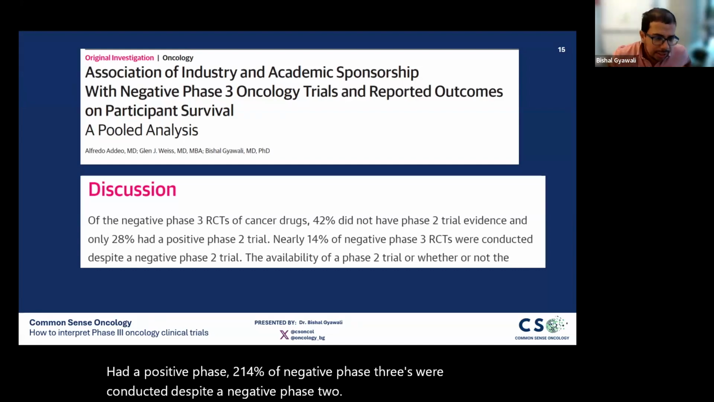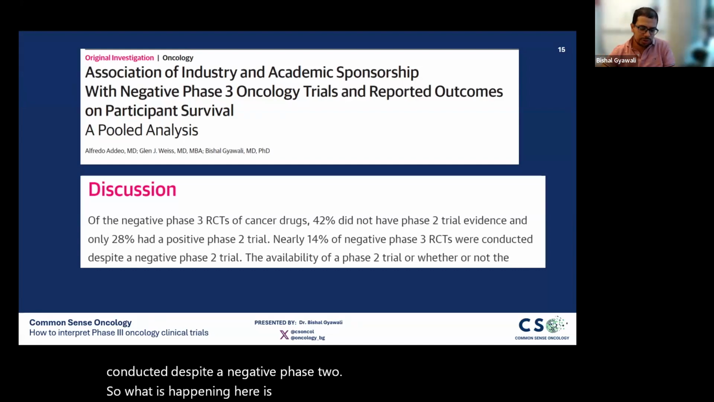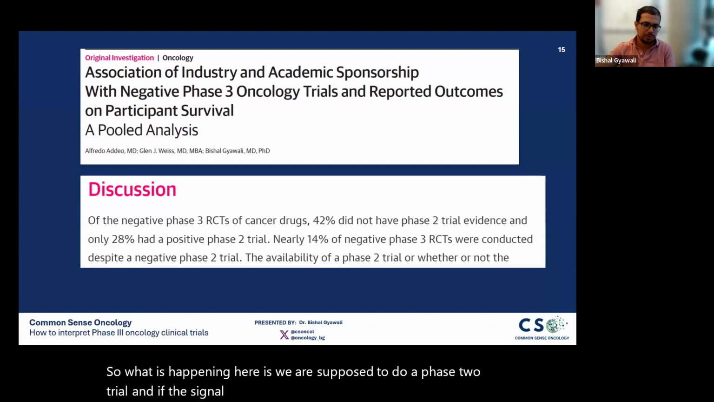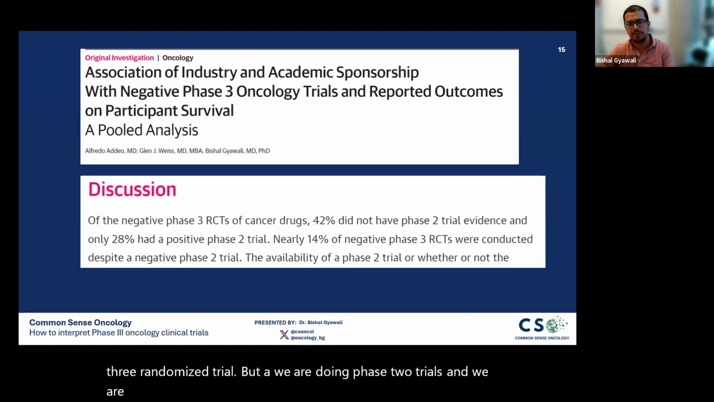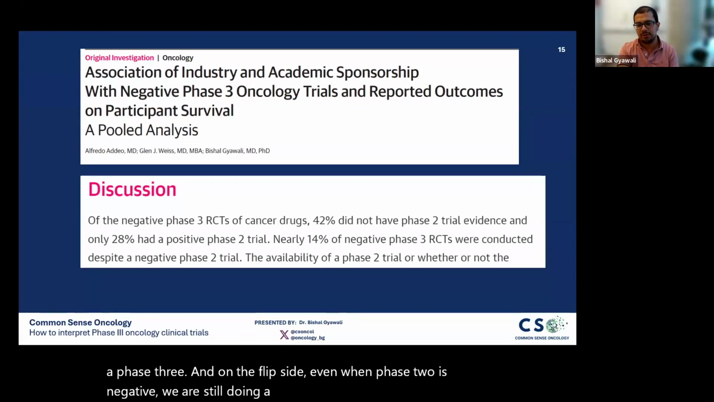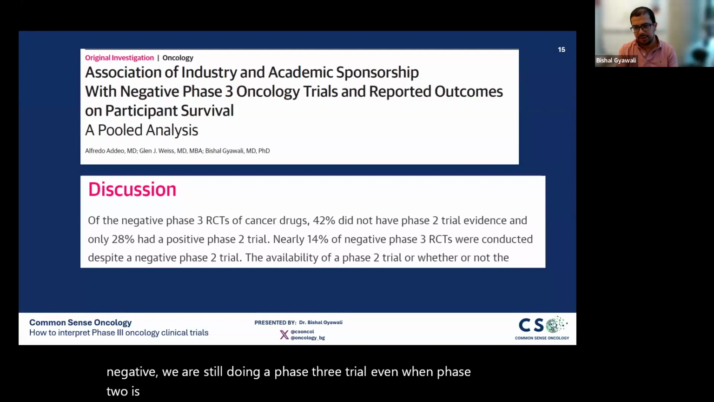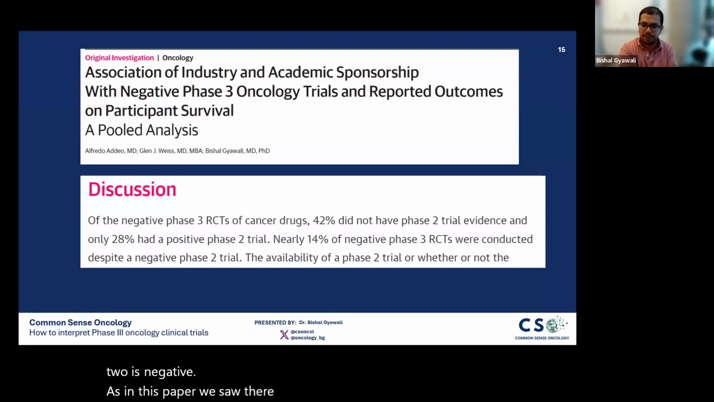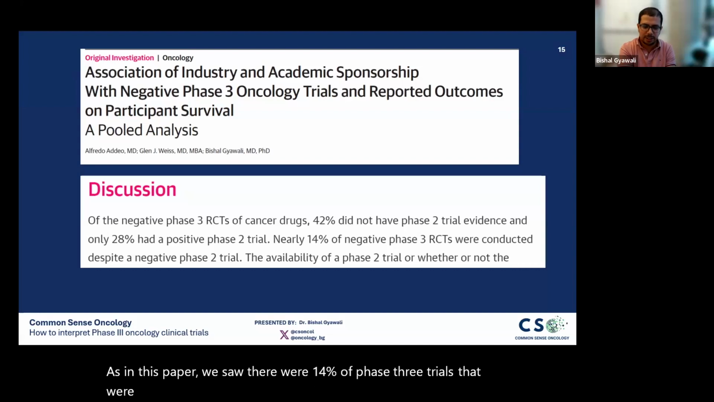So what is happening here is we are supposed to do a phase 2 trial, and if the signal was positive, we are supposed to do a phase 3 randomized trial. But we are doing phase 2 trials, and we are approving drugs based on phase 2 alone, without asking for a phase 3. And on the flip side, even when phase 2 is negative, we're still doing a phase 3 trial. As in this paper we saw, there were 14% of phase 3 trials that were negative that were conducted despite a negative phase 2. And then we end up with a negative phase 3.